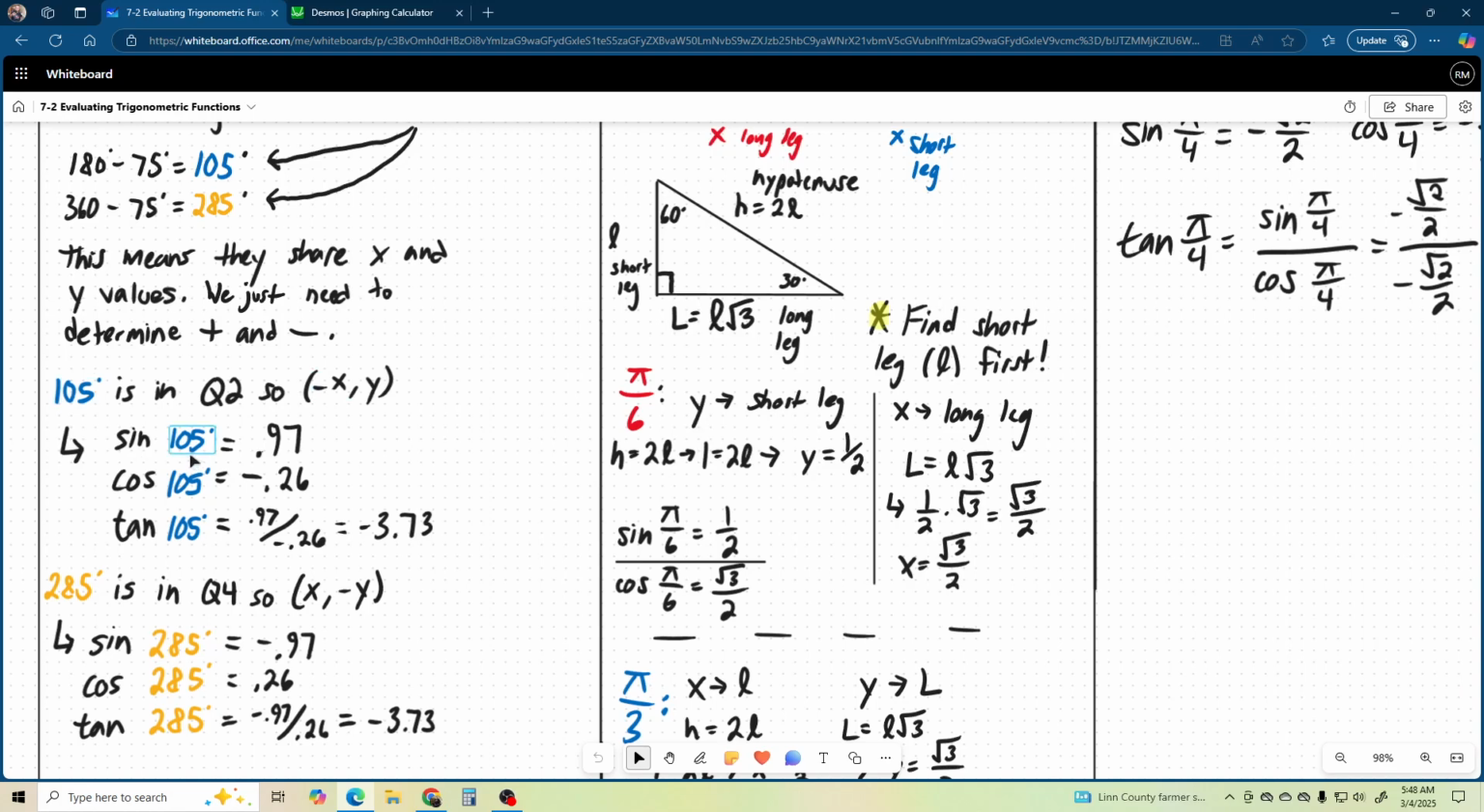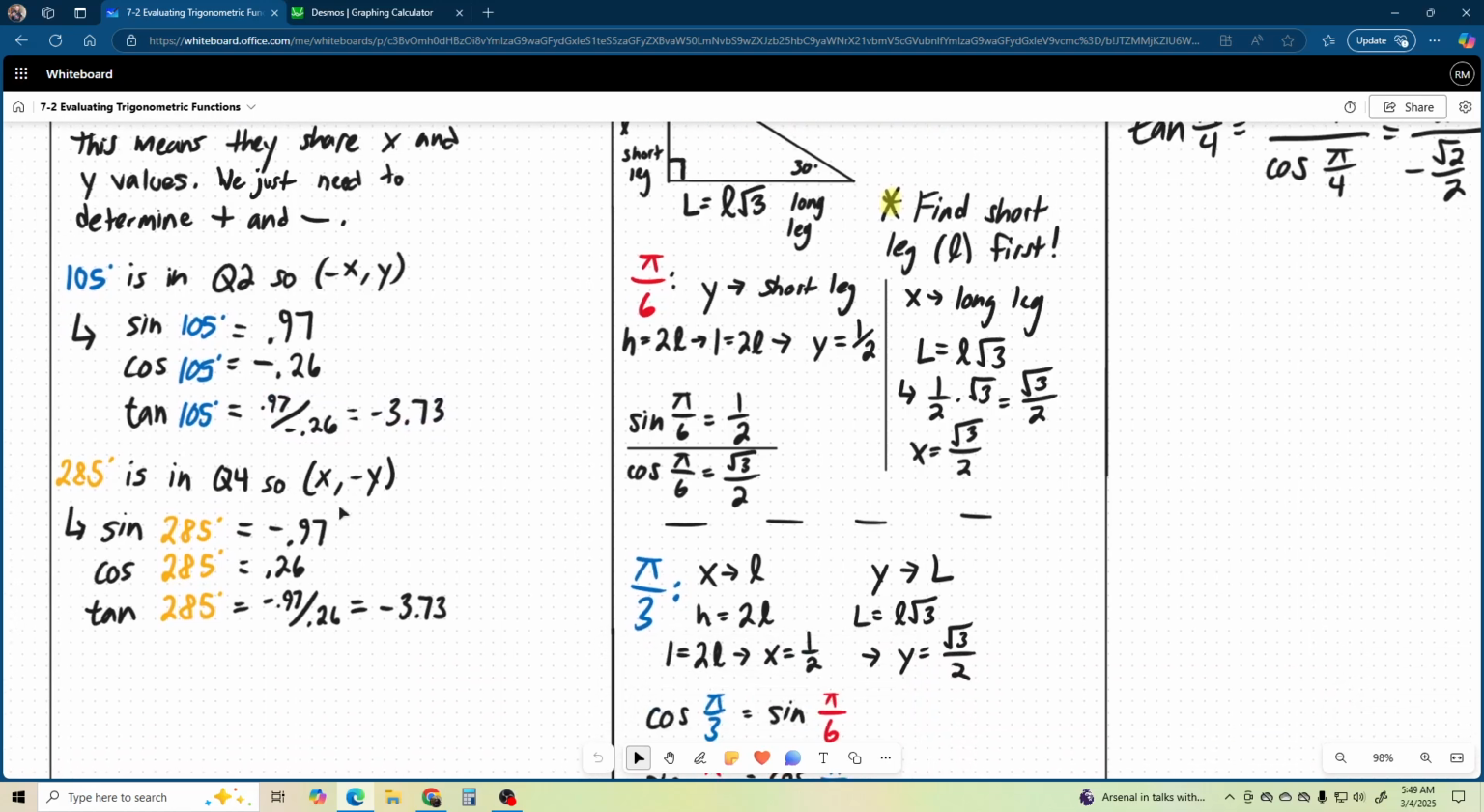So our sine of 105 is 0.97. Our cosine of 105 is negative 0.26. Remember, that's the negative now. And then the tangent, we just put the y value over the x value, and we get negative 3.73.